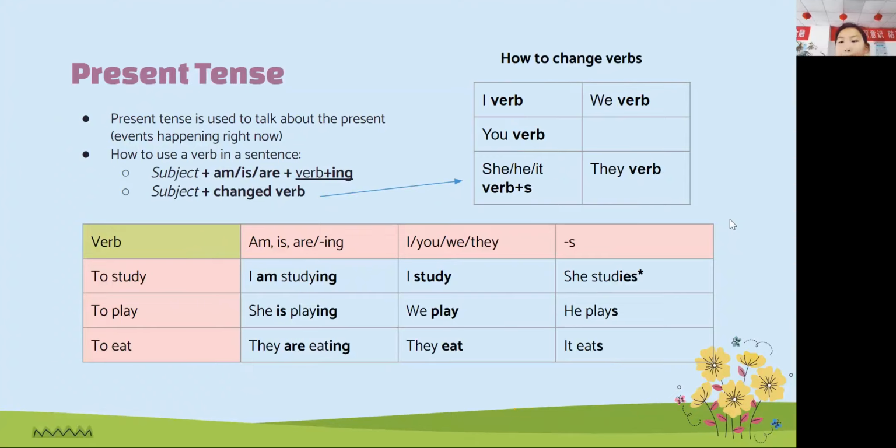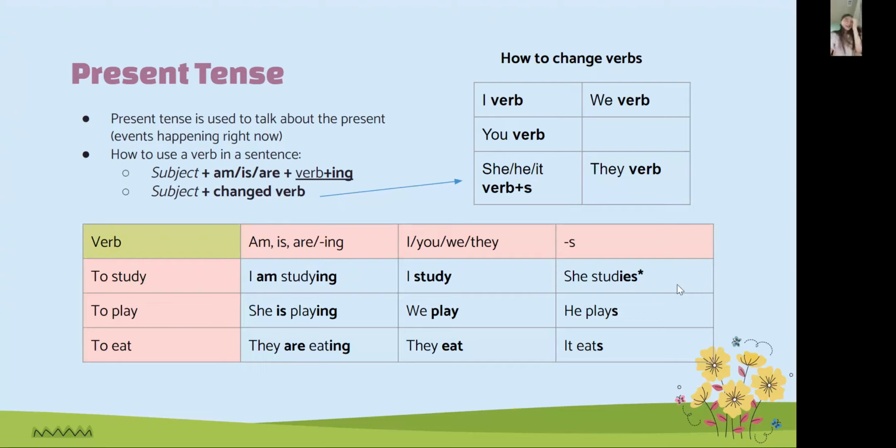Paul. Paul is running. Can you repeat after me? Paul is running. Yes. Could you say that? Paul is running in Chinese.